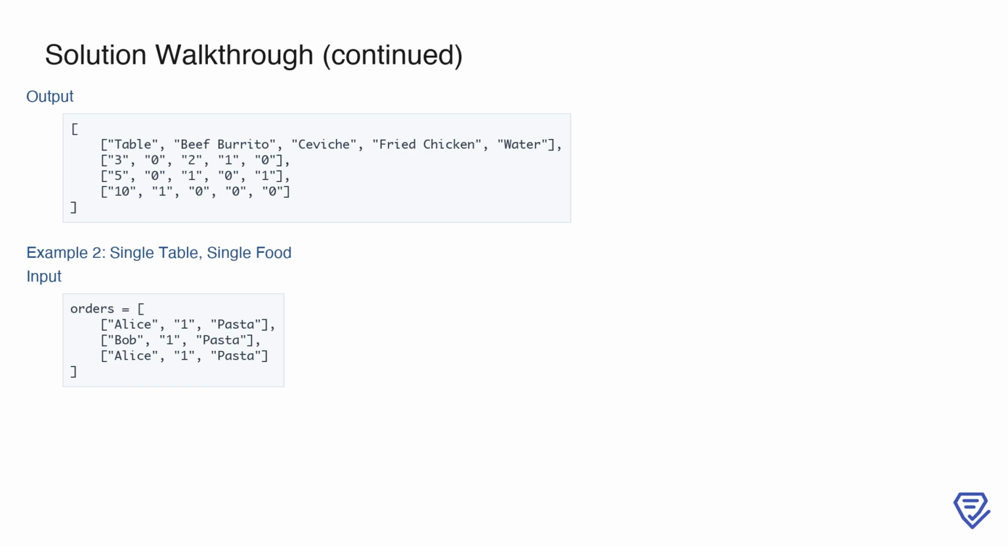The header includes table followed by the sorted food items: beef burrito, ceviche, fried chicken, and water. For table 3, the row shows 3, followed by the counts for each food item: 0 beef burrito, 2 ceviche, 1 fried chicken, and 0 water. Similarly, rows for tables 5 and 10 show the respective counts of food items ordered at those tables. This structured display table allows us to clearly see the food order breakdown across all tables in the restaurant.